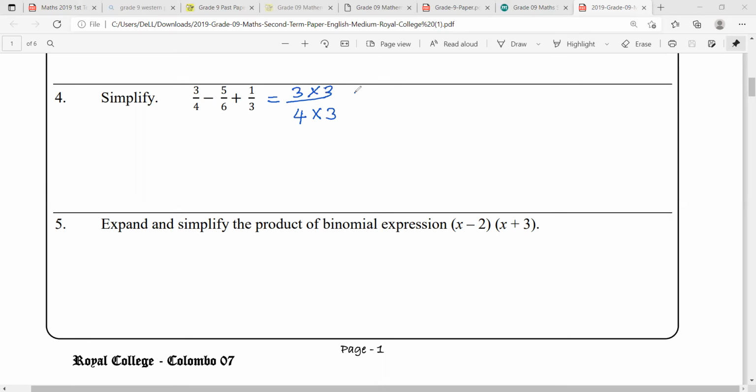And then minus, here you get 6, here 5. So you have to divide this by 2, so you have to multiply this by 2, and this also by 2, and plus here 1/3. So you have to multiply this by 4, and here also by 4.